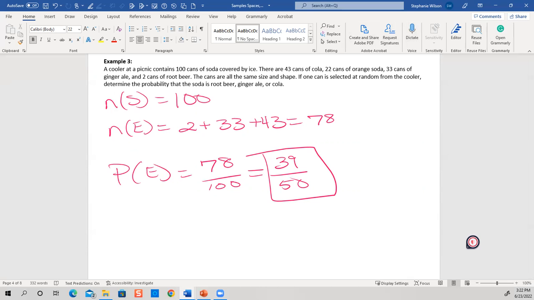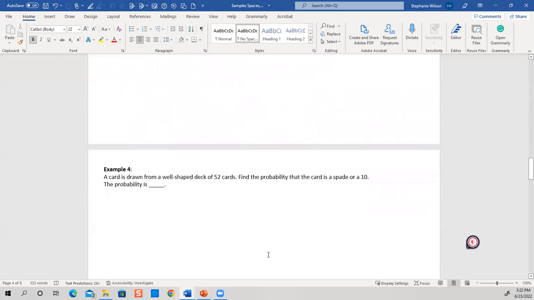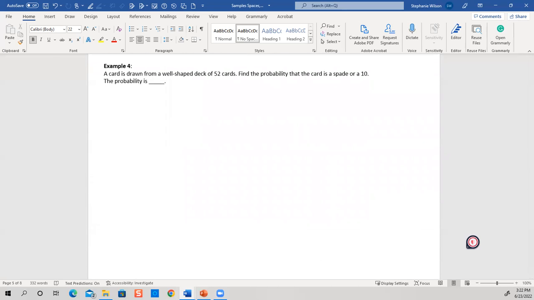Okay, so let's go to example 4. A card is drawn from a well-shuffled deck of 52 cards. What is the probability that the card is a spade or a 10? Well, let's look at it. There are 13 spades in a deck, right? There are 4 10s in a deck.